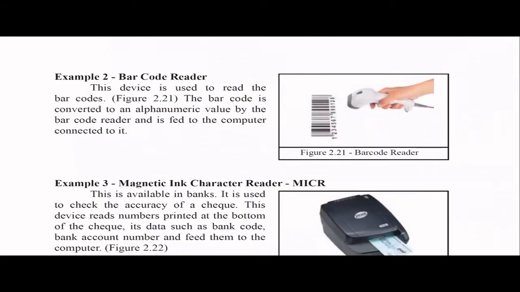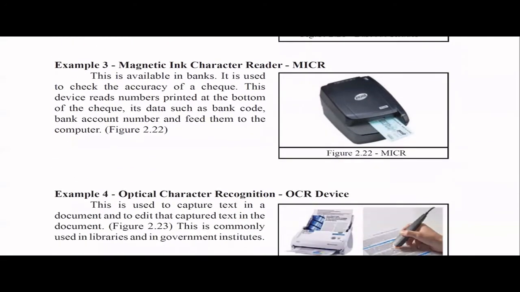Then come the barcode readers. You may have seen barcodes on price tags. To read this barcode, especially in shops, we have a barcode reader. The barcode on the tag can be converted into an alphanumeric value and fed to the computer. For example, stock management, pricing, and all this information can be managed using the barcode.